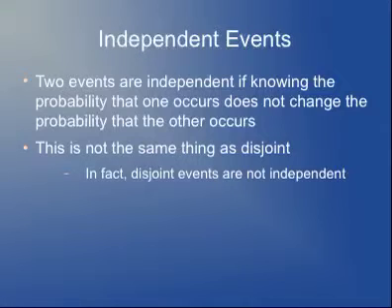This is not the same thing as disjoint. In fact, if two events are disjoint, that implies that they're not independent, because if you toss a coin and event 1 is getting heads, event 2 is getting tails, then if event 1 occurs, you know that event 2 cannot occur, which by definition means they're not independent if the probability of one event affects the probability of the second event.